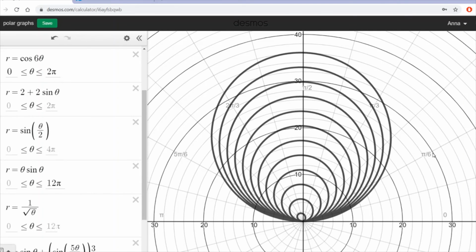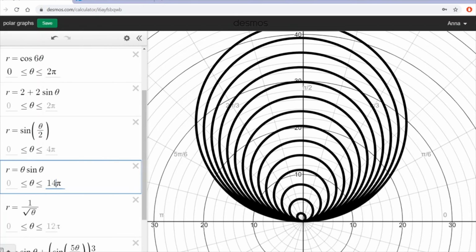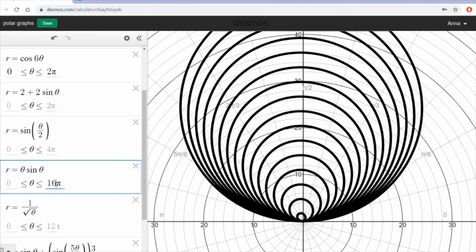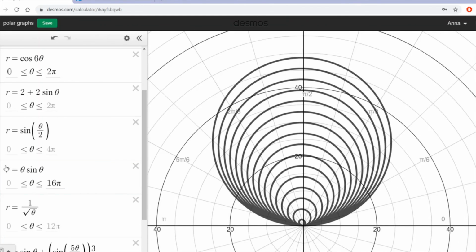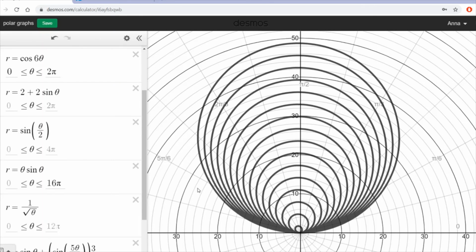And this one's kind of interesting because it actually gets bigger and bigger the more values you go through. Most of the graphs we've been looking at are just angles between 0 and 2 pi, and most of them start to repeat themselves. But this one doesn't. So if right now this is going from 0 to 12 pi, if I were to make this 14 pi, it gets bigger, 16 pi, etc. Because you're multiplying theta with sine of theta, it gives you bigger and bigger circles as you plug in more.